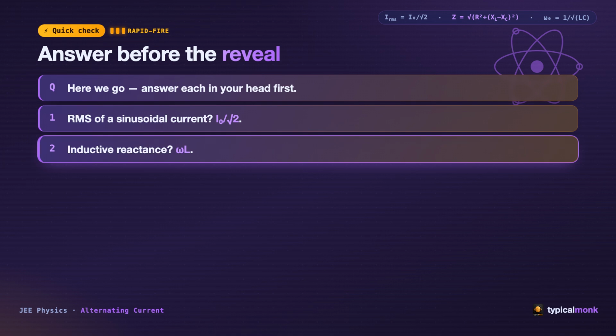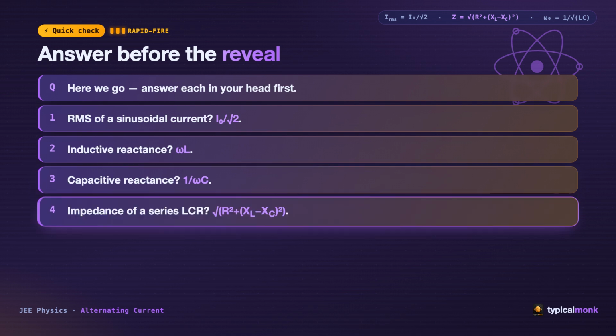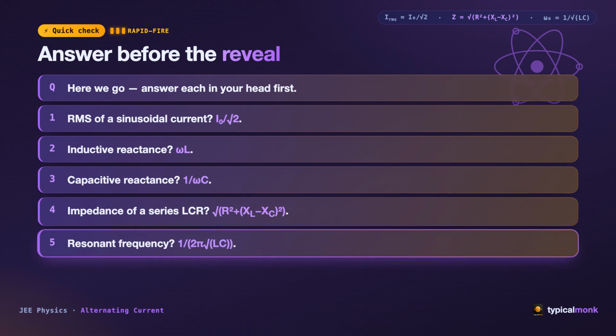Question 2. The inductive reactance, omega L. Question 3. The capacitive reactance, 1 over omega C. Question 4. The impedance of a series LCR. The root of R squared plus bracket XL minus XC bracket squared. And question 5. The resonant frequency, 1 over 2 pi times the root of LC.